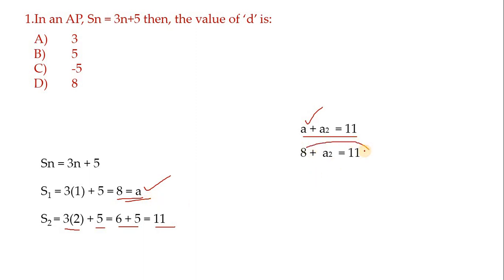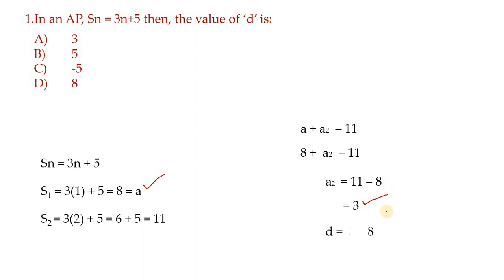Now this 8 transfer to this side, we get 11 minus 8, which is nothing but 3. Now we have the value of A as well as A2. Now we can easily find the D value. So subtract A2 minus A1, that is 3 minus 8. We get minus 5. So option C is the correct answer.